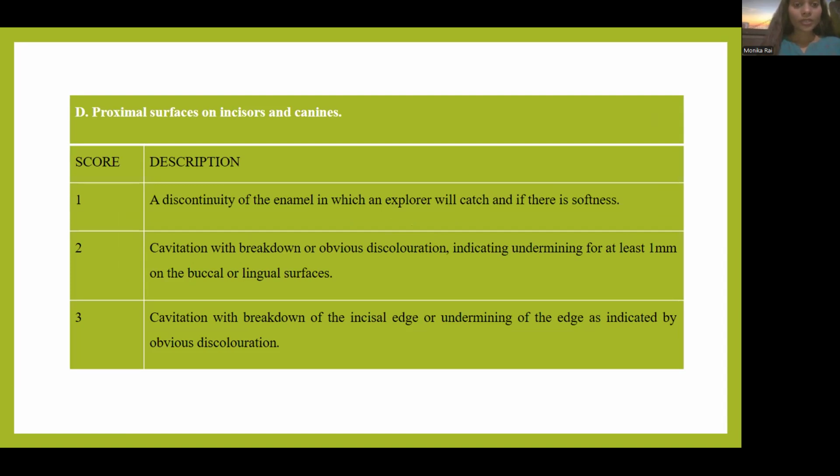This is for the proximal surface on incisor and canine. In 1, we have a discontinuity of the enamel in which an explorer will catch, and there is softness. Second, we have cavitation with breakdown or obvious discoloration indicating undermining for at least 1 mm on the buccal and lingual surfaces. In 3, we have cavitation with breakdown of the incisal edge or undermining of the edge as indicated by obvious discoloration.